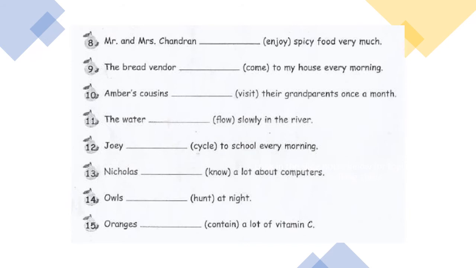Now, Mr. and Mrs. Chandran, plural, enjoy spicy food very much. So you use the same, enjoy. And then next, the bread vendor, so singular, comes to my house every morning. So singular, you add an S. You need Superman, Superwoman. So Amber's cousins, plural, visit their grandparents once a month. So plural, you use the same one. You don't need to add an S.